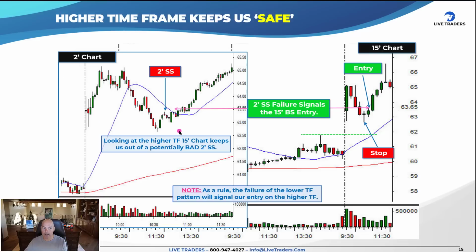But if you traded in vacuums and never looked outside of your vacuum, it would potentially look like a quality 2-minute sell setup. But it is not, because it's actually triggering a 15-minute buy setup. The failure of the sell setup triggers the buy setup. As a rule, the failure of the lower time frame pattern will signal our entry on the higher time frame.